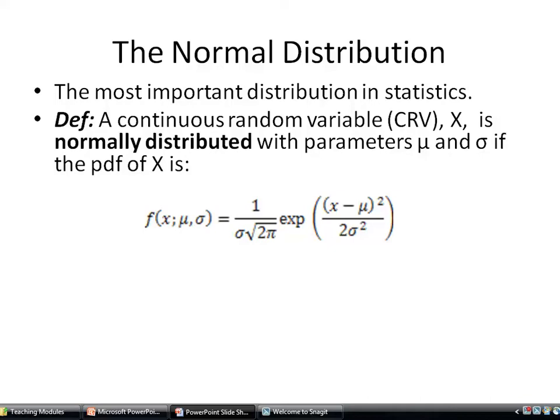for a continuous random variable, and continuous random variable in this case is instead of discrete points, it's continuous along a curve. X is normally distributed with parameters of mu for the mean and sigma for the standard deviation if the PDF of large X is the following equation here.